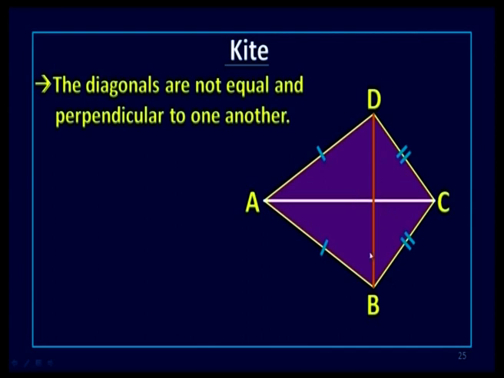But what you are observing, children, here? Yes, they are perpendicular to one another. See, children, this sign can be taken as 90 degrees. So I can say that AC is perpendicular to BD. So in a kite, the diagonals are perpendicular to each other.